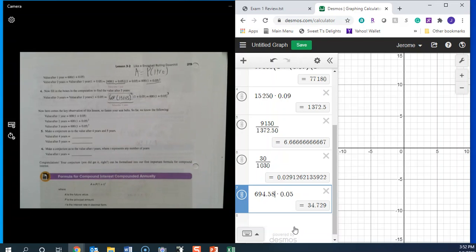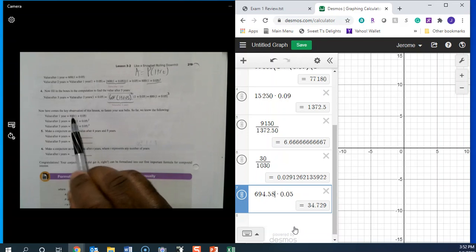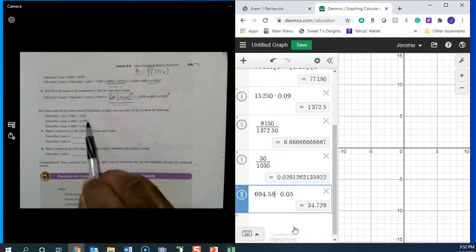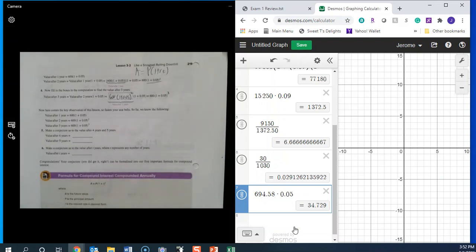Okay, now here comes the key observation of this lesson. So fasten your seatbelt. So far, we know the following. Year 1, the basic future value formula. Year 2, the parenthesis is squared. And then year 3, the parenthesis is taken to the 3rd power.